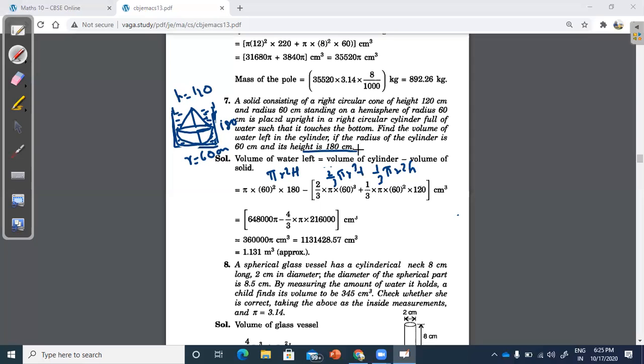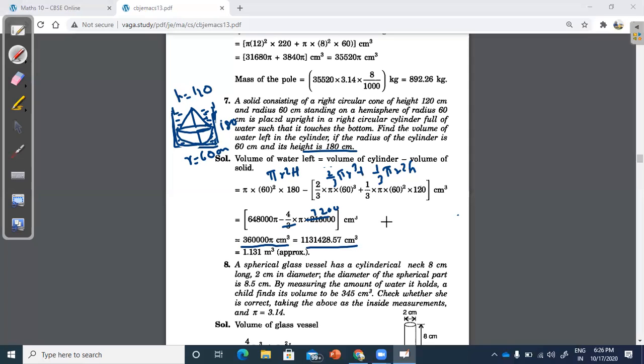And here the value of pi they have not specified, so you can use 22 by 7. Okay, so when you subtract this, when you are solving this, 3 we can cancel here. 372, yeah. And this also you can multiply and subtract. So here we are getting this answer. This is in centimeter cube.